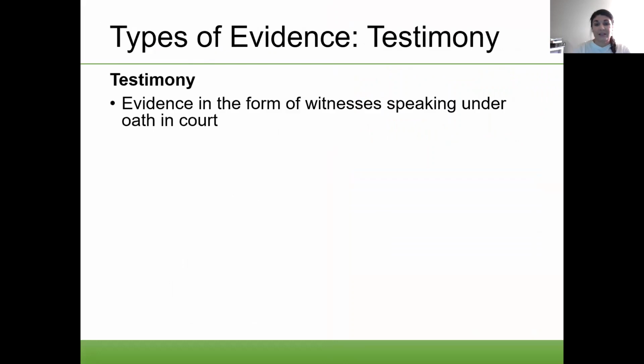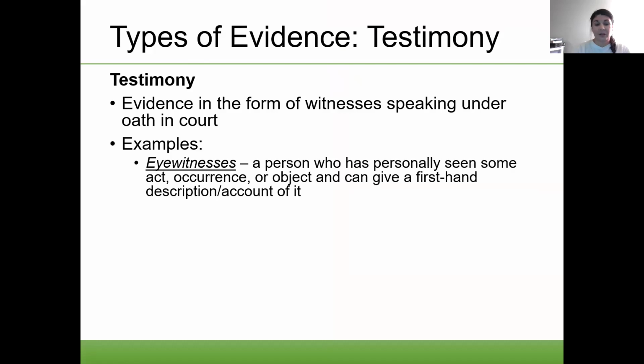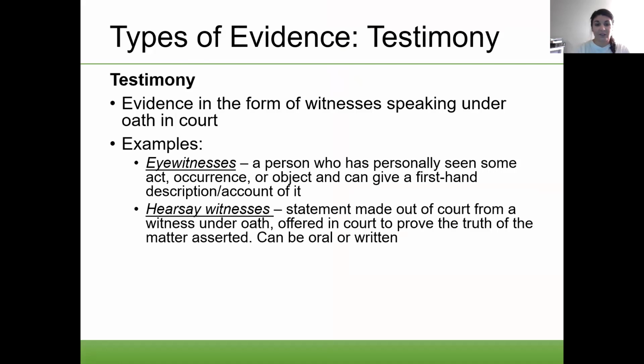The third type is testimony. So evidence in the form of witnesses speaking under oath in court. There are different examples. So an eyewitness is a person who has personally seen some act, occurrence, or object and can give a first-hand description account of it.